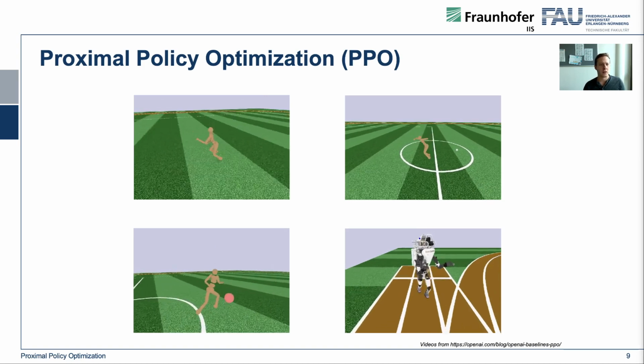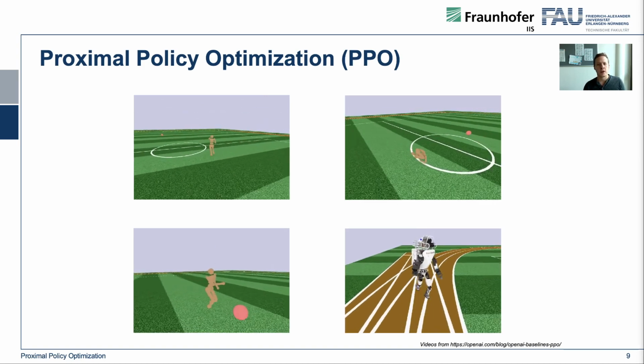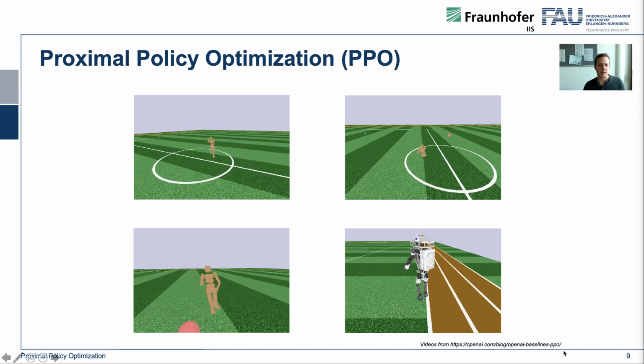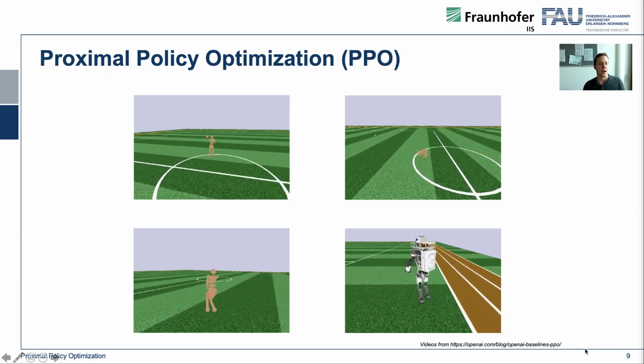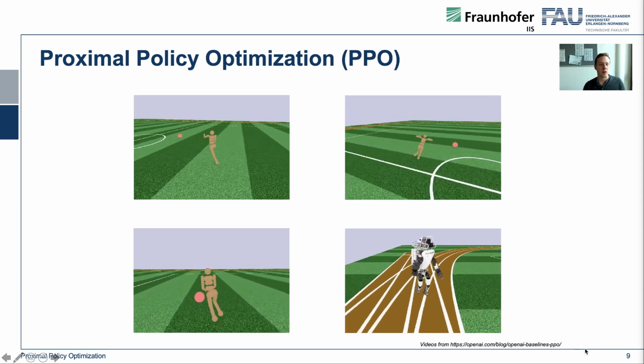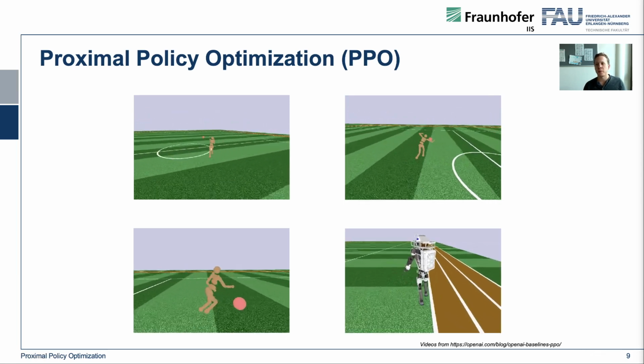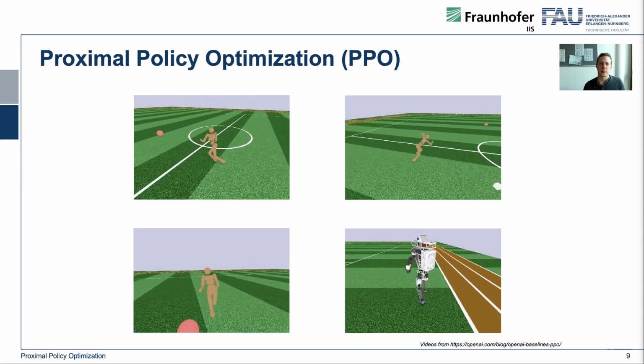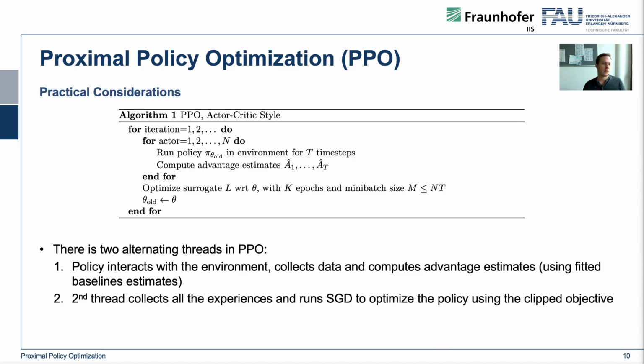Also some nice videos in here where, if you go to OpenAI baselines, you can actually see some nicely trained humanoid robots that are really only optimized with PPO and the simple PPO clipping objective. PPO is a very simple algorithm, but now some practical considerations that make PPO much more attractive after all.